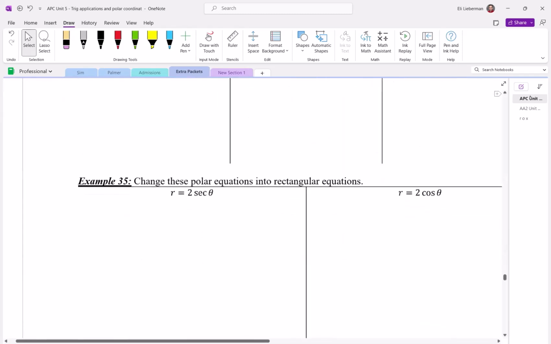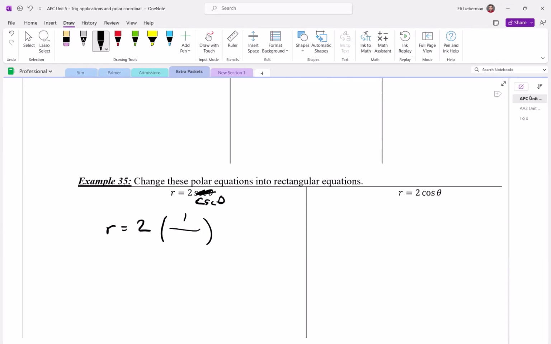Okay, change these into rectangular equations. I'm going to change this because we just did secant. So instead of secant theta, let's do cosecant of theta. Okay, so we know that r is equal to, oh, did you pause it? Did you already do it? So cosecant theta is the same thing as 1 over sine theta. I'm going to multiply both sides by sine theta. We have r sine theta equals 2, and now you may recognize that r sine theta from our conversion equations. r sine theta is equal to, what is it? Oh, that's y. y is equal to 2.